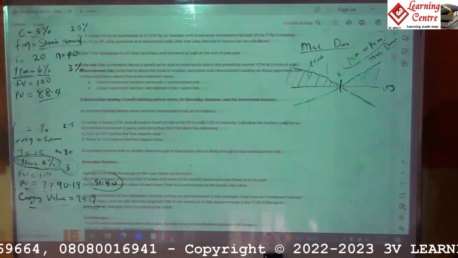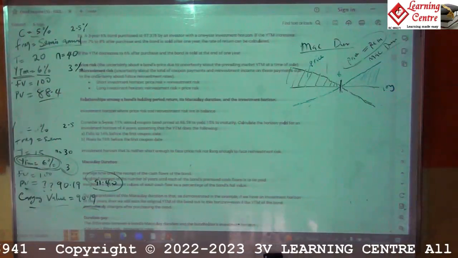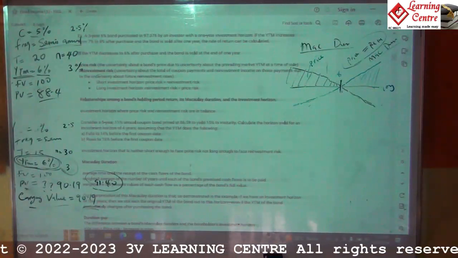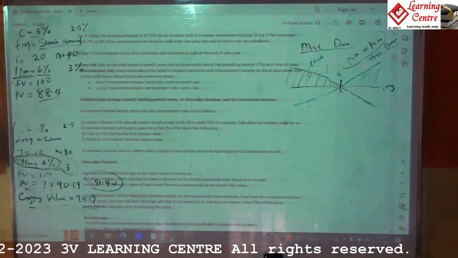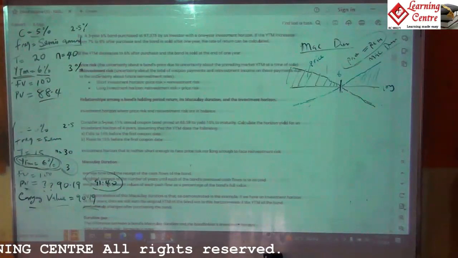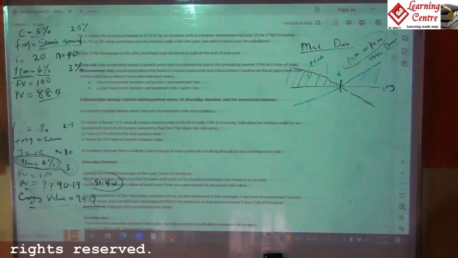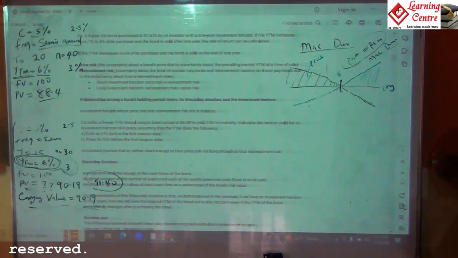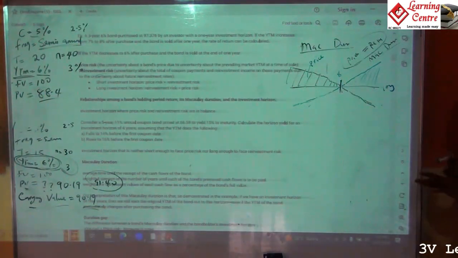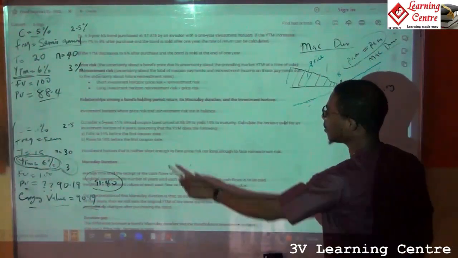So if you hold your bond till year 8 and sell at year 8, you are protected, because at year 8 the reinvestment risk and the price risk balance each other. The money you are losing from price risk, the reinvestment gain will make up for. Let's take some questions around this.